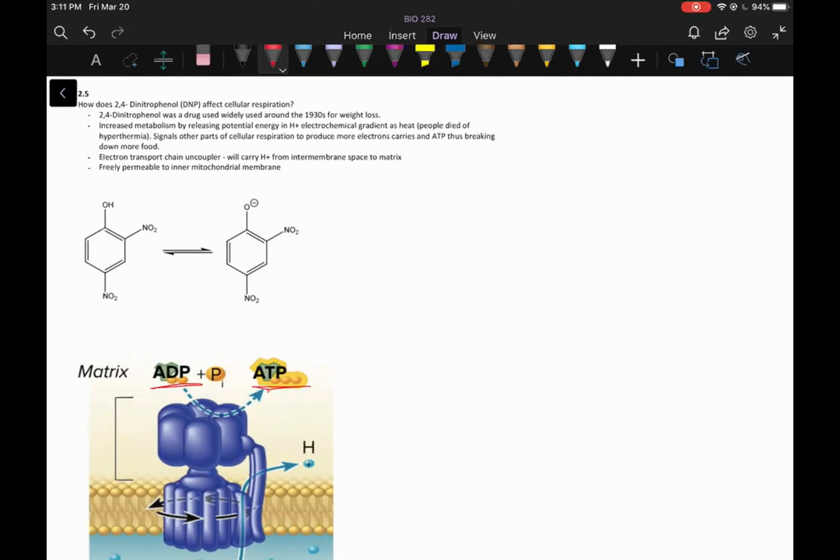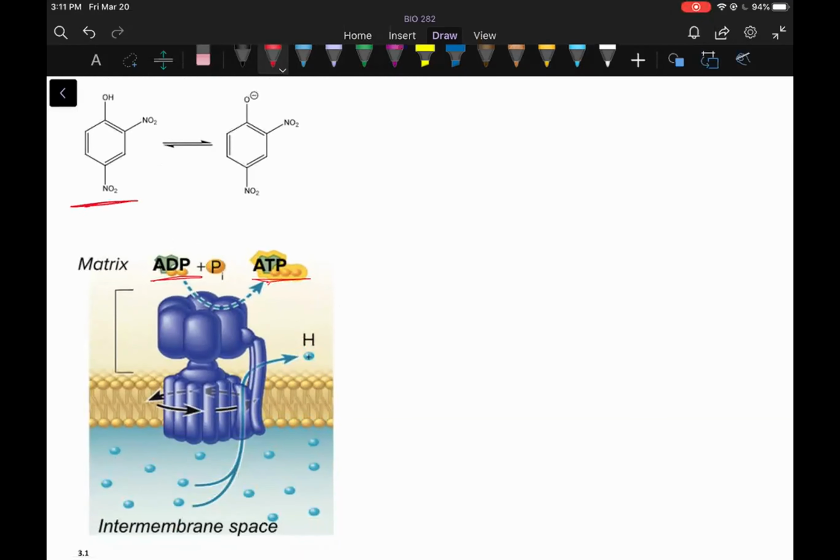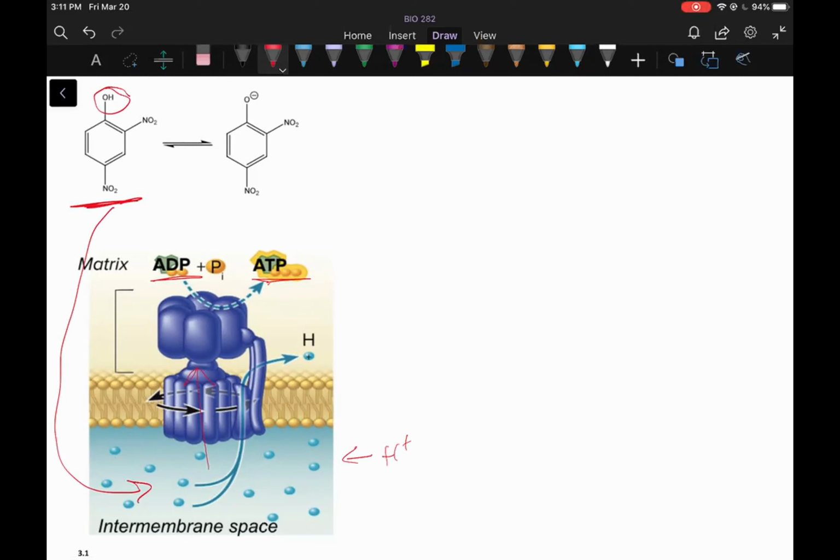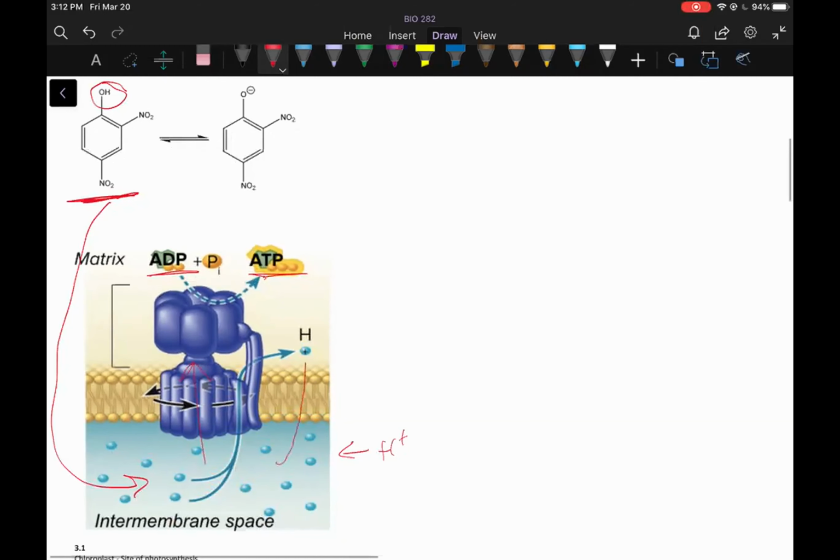So we'll just go over it real quick. This molecule right here will be in the intermembrane space. And since we have a high proton gradient in the intermembrane space, it will become protonated and we'll have that hydroxyl group with the hydrogen on it. And instead of those hydrogen ions going through ATP synthase to make ATP, this molecule is just going to be freely permeable to the membrane and will go out into the matrix, taking along with it those hydrogen ions.